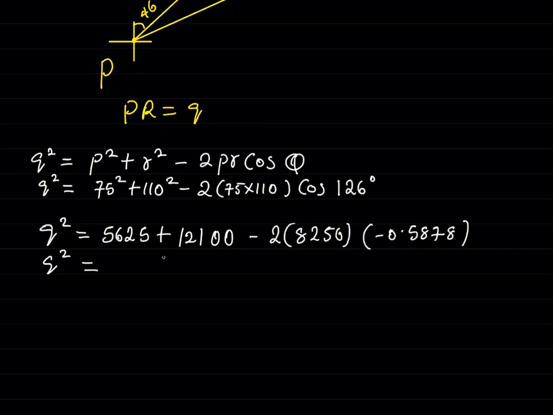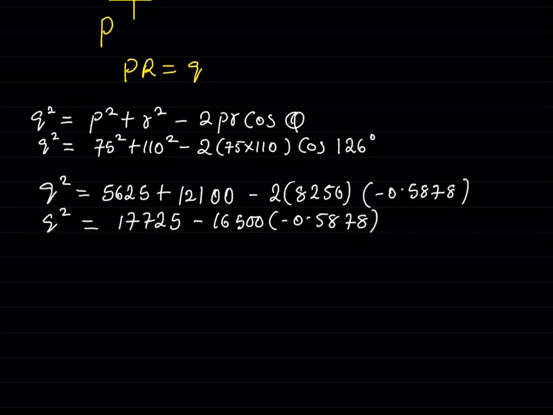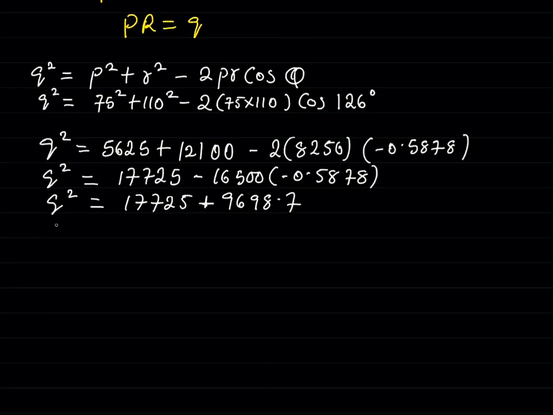Now Q squared is going to be, when I sum these together, I'm going to have 17,725, then minus 16,500, then into minus 0.5878. Now working these two together, Q squared is going to be 17,725 minus these two. Now watch out. This minus times this minus makes it plus. Now once I multiply it, I'm going to have 9698.7.